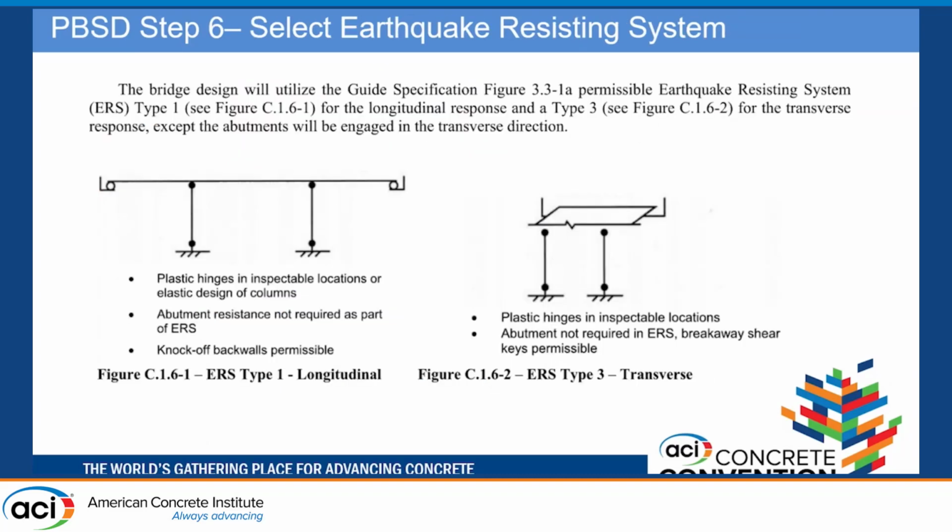And then we define the earthquake resisting system. We're going to define the principles that we want to design to. Again, we're controlling all of this as an engineer. Now, I'm making a decision to not use the knockoff back walls and not account for the abutment resistance in the design. That is a tool that you could use to play with this if you want to, but we're not going to. I'm also not going to use the breakaway shear keys. I'm going to pin this at the abutments and make sure that my girder stops can handle that shear force.